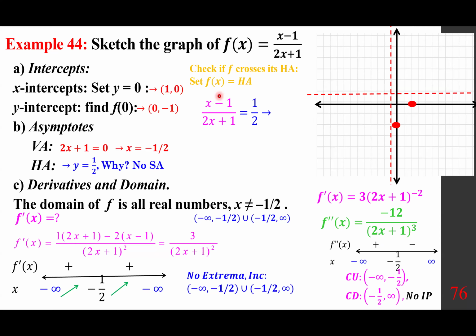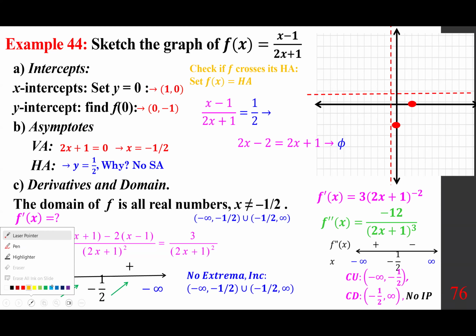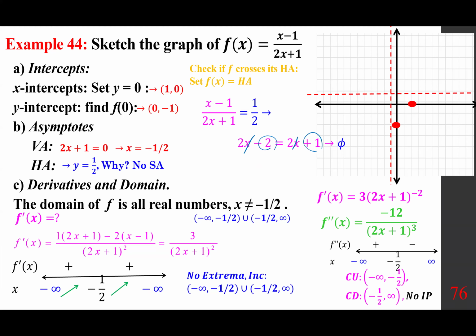We do the cross product. We get 2 times x minus 1 is 2x minus 2, and 1 times 2x plus 1 is 2x plus 1. As you can see, they are not equal because 2x cancels out 2x. Is -2 the same as +1? No, no solutions. That means they don't cross.